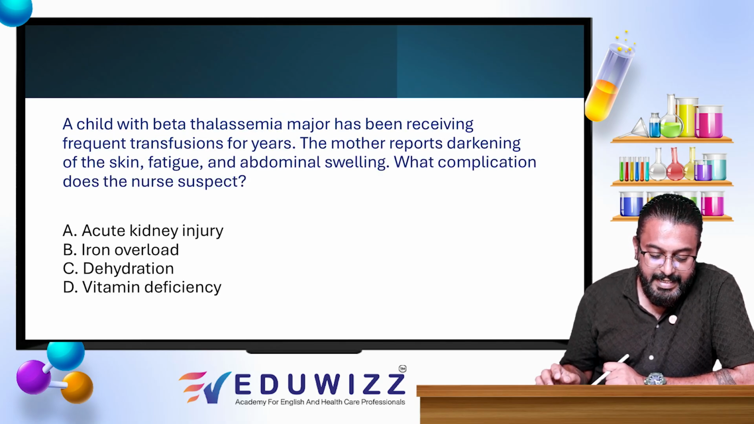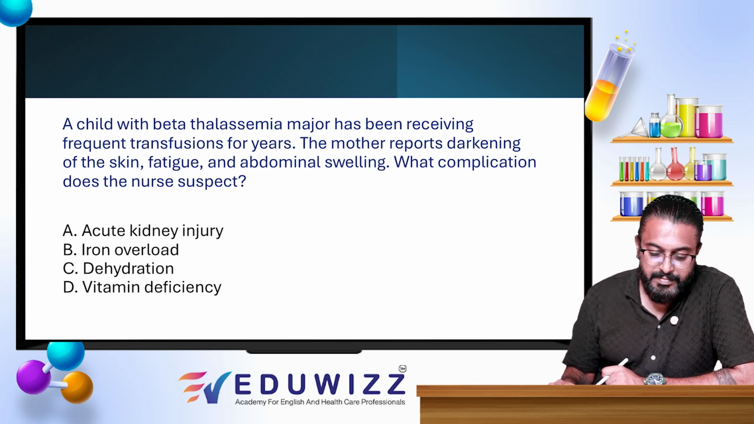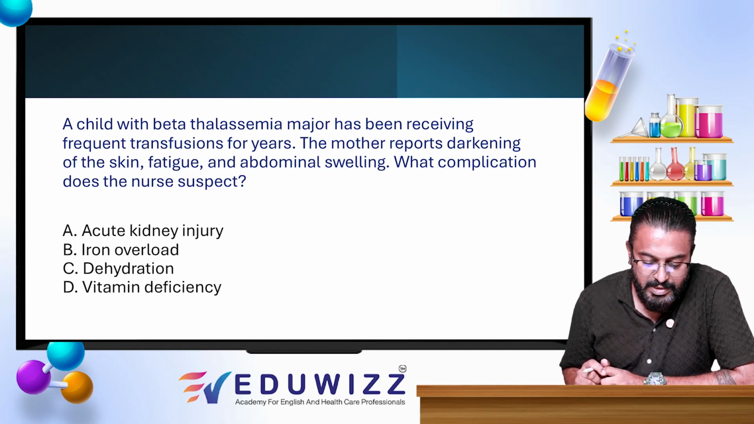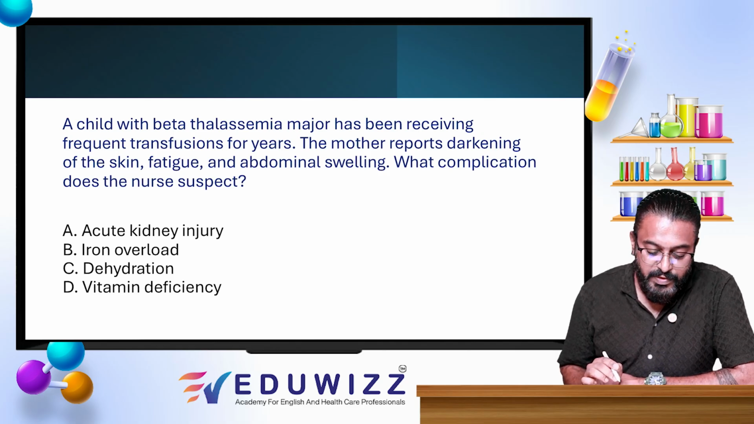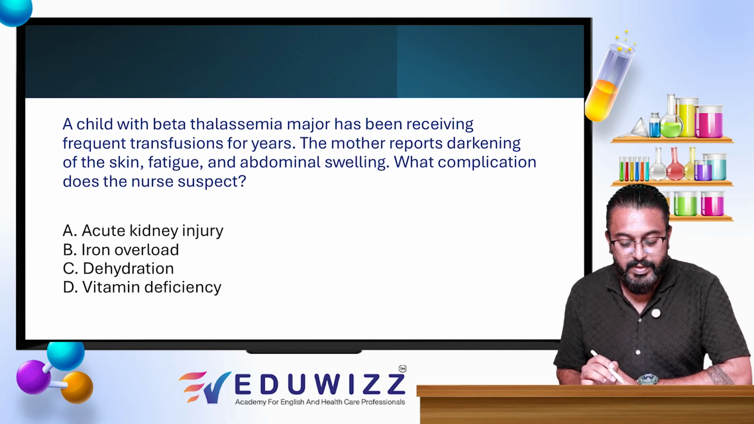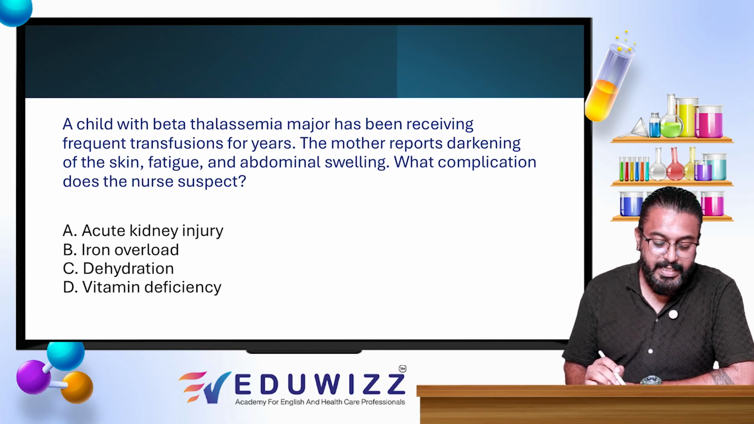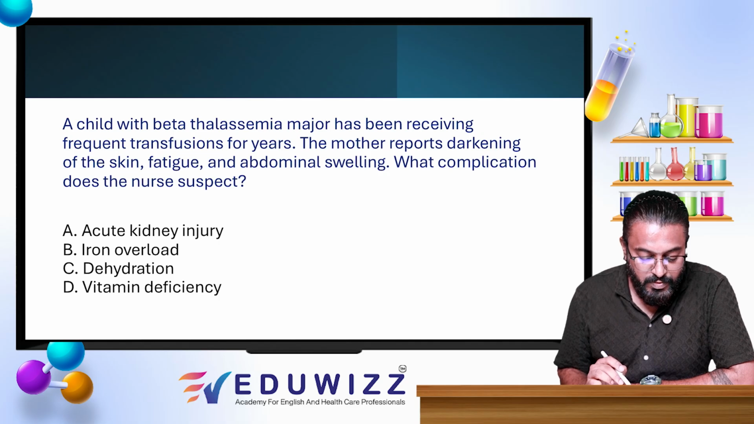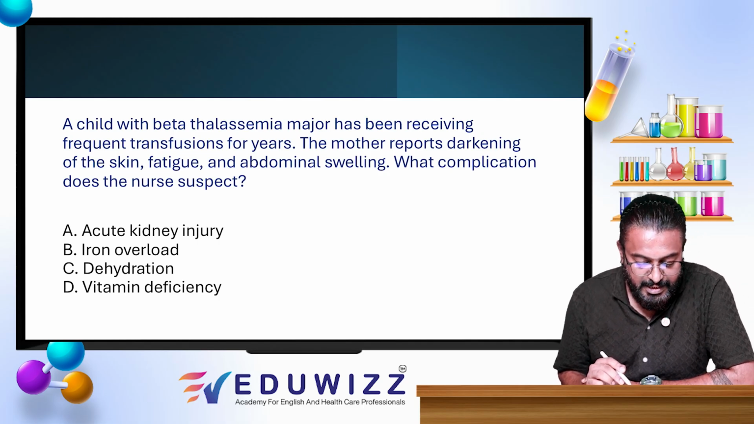Next one: a child with beta thalassemia major has been receiving frequent transfusions for years. Mother reports darkening of the skin, fatigue, and abdominal swelling. What complication does the nurse suspect? Acute kidney injury, iron overload, dehydration, or vitamin deficiency.